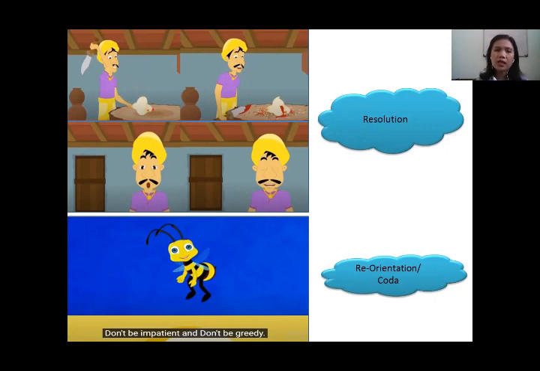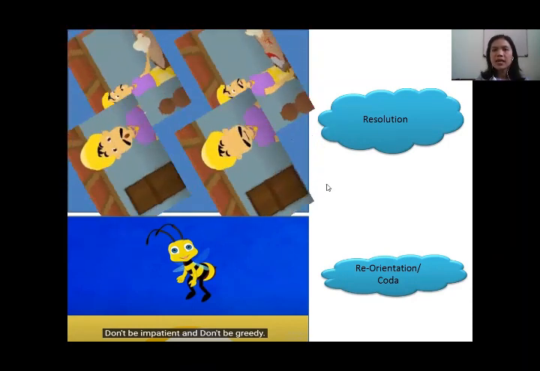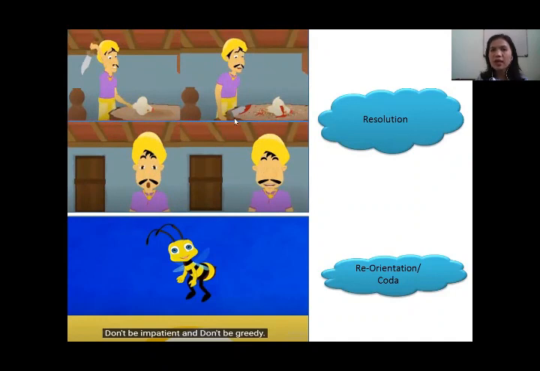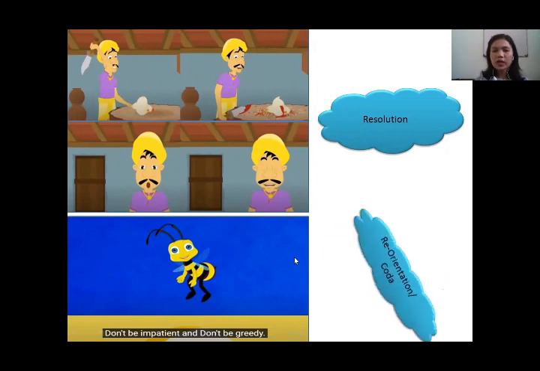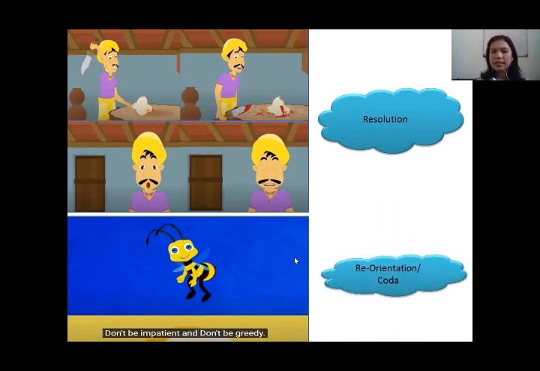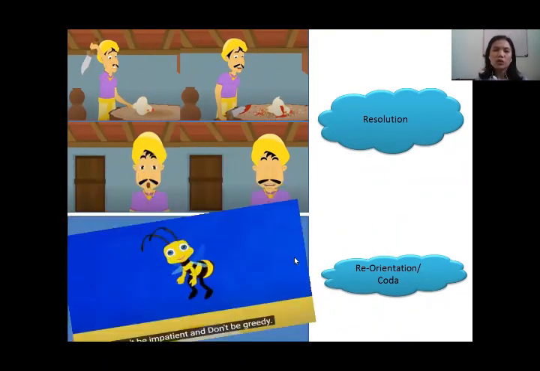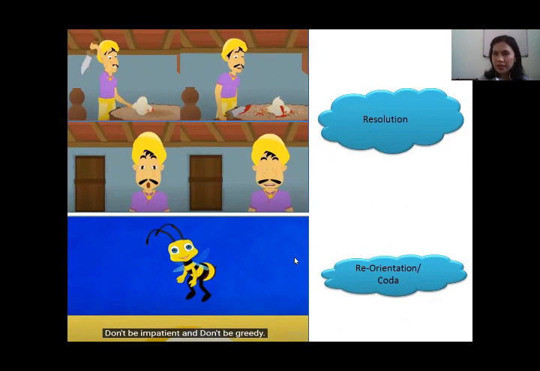But finally, he realized that there was no more golden egg. The hen was dead and he regretted it. Okay, what I have taught you is the resolution. He killed the hen and he regretted it. Now we're going to the last one, reorientation or coda. What is the moral lesson based on the story? Okay, the moral lesson is don't be impatient and don't be greedy. That's the moral lesson. Don't be impatient and don't be greedy.